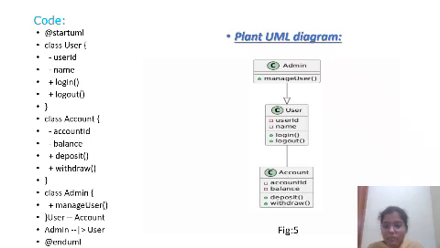User class represents a general user in a system. It has attributes like user ID and name, and operations like login and logout. Account class is linked to the user class. It holds account related data such as account ID and balance, with methods to deposit and withdraw money. The association between user and account shows that a user owns or operates an account. Admin class inherits from the user class. Admin is also a user but with additional privileges like manage users. This diagram helps visualize object-oriented design principles like encapsulation, inheritance, and association.